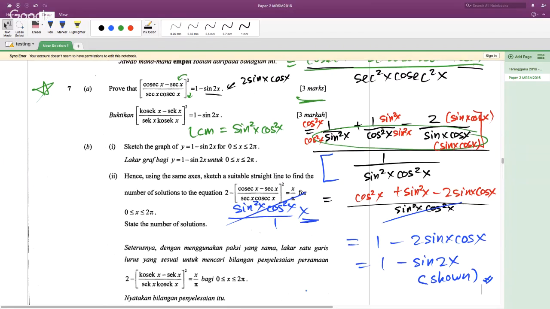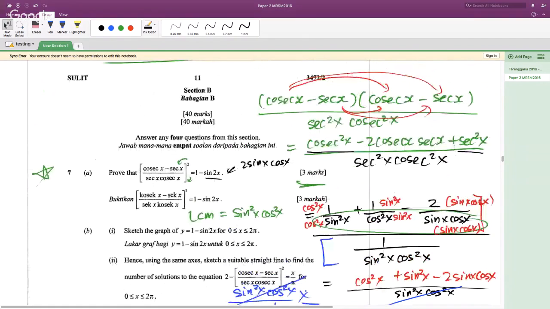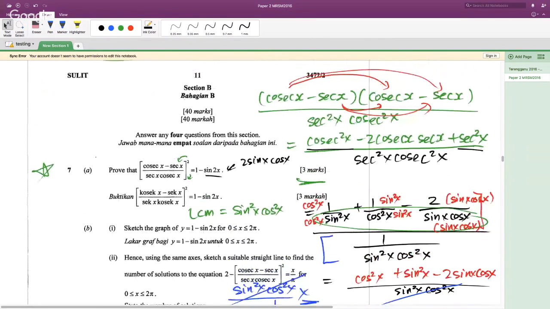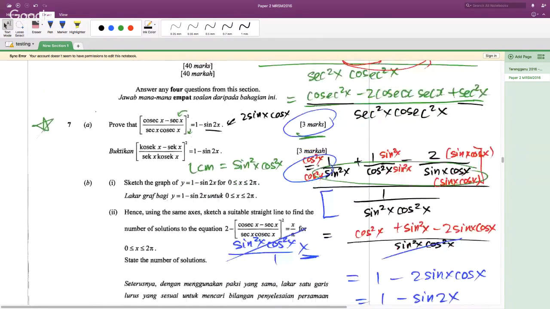Yeah. So basically, you have to multiply them one by one and make them have the same denominator, and then join them together and simplify the fraction. All right, basically, this is how I solve this question. Yeah, but I think 2 marks is too little for this question. Anyways, let's move on to part B.